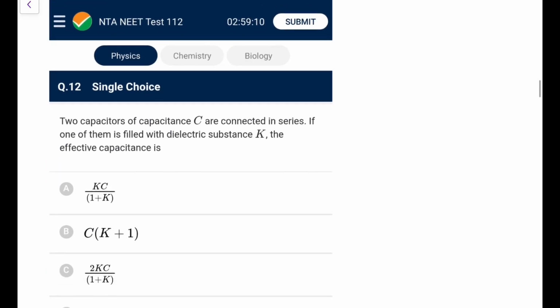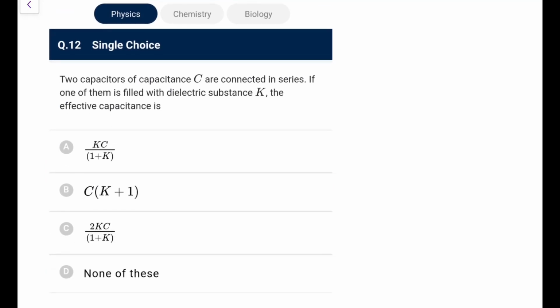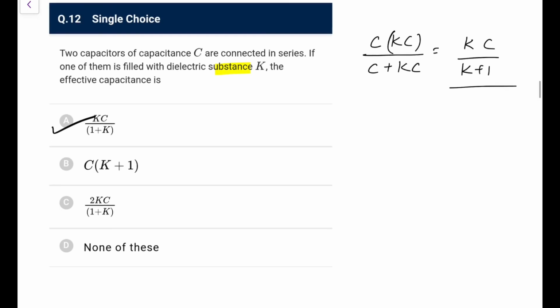Next one: two capacitors of capacitance C are in series. If one of them is filled with dielectric substance K, the effective capacitance will become, one is C, the other will become KC. So C1C2 upon C1 plus C2, that is C times KC upon C plus KC. So the C will go, it will become KC upon K plus 1. That would be the answer, KC upon K plus 1. So go for option A here.